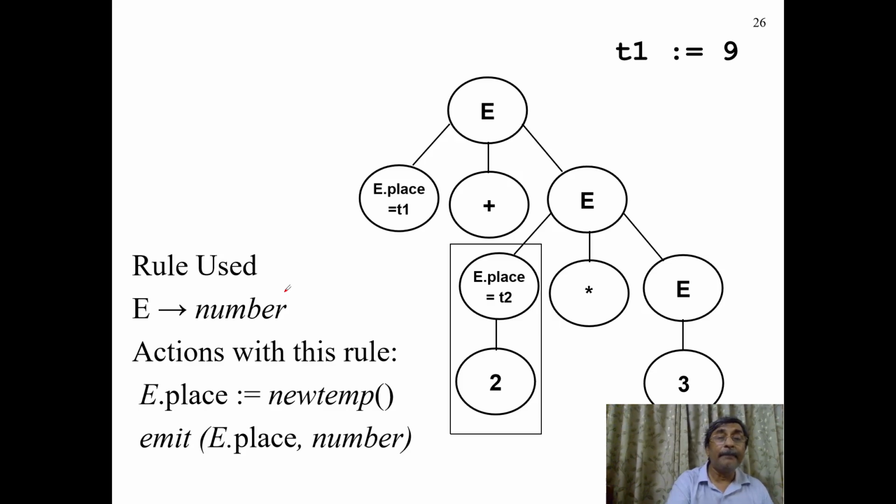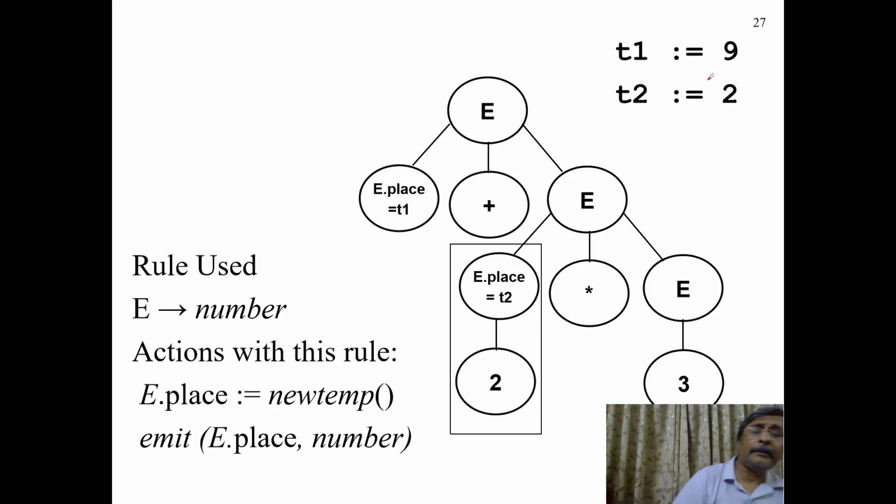Again the same two semantic actions will be taking place. Once this particular semantic action takes place, T2 will be generated, and once this emit takes place, a line something like this will be generated, which you can see now. So T1 is 9 and T2 is T2.